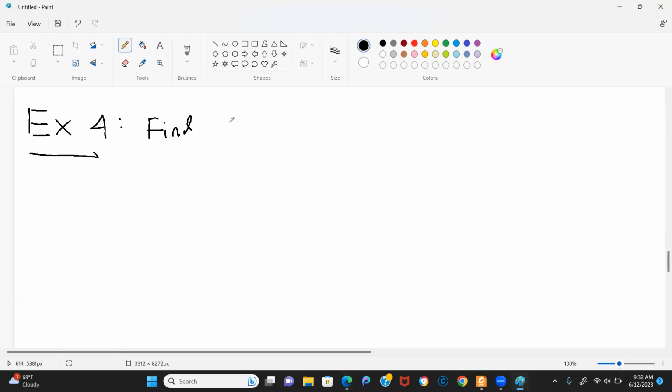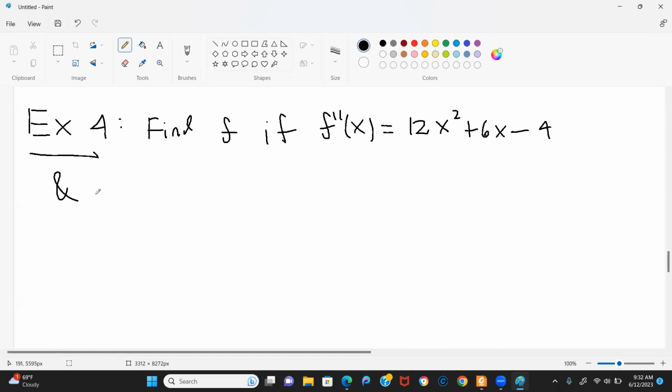So what we want to do in our case is find a function if we're given that its second derivative is 12x squared plus 6x minus 4, and our initial conditions are f of 0 is equal to 4 and f of 1 is equal to 1. So this could be your position on the real axis at time 0, and then at time 1 you're at 1, so you traveled backwards after a second went by. For example, it could be anything really.